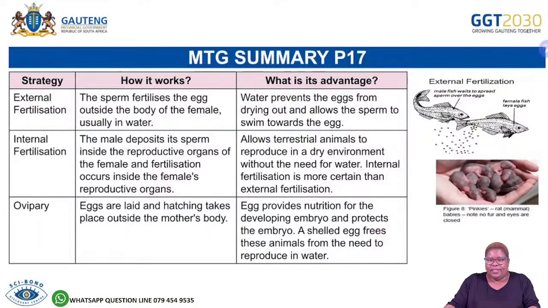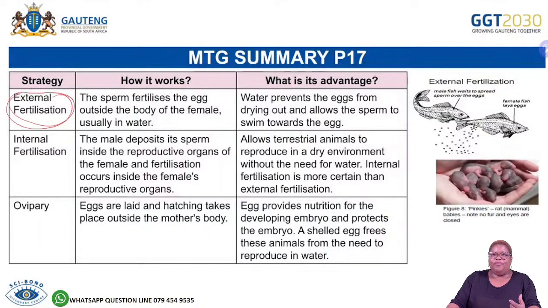Now I'm going to summarize the reproductive strategies using the guidelines on page 17 of Mind the Gap, right? Now, the first strategy that we are going to look at is external fertilization. Remember, this is a summary because my colleague has already taught about all of these strategies. So I'm summarizing, looking at Mind the Gap on page 17. Okay, so external fertilization, what it is, remember Samantha mentioned that it requires water to take place, right?